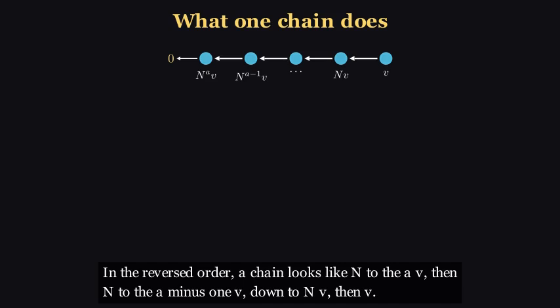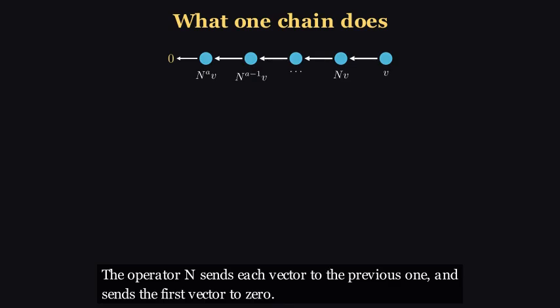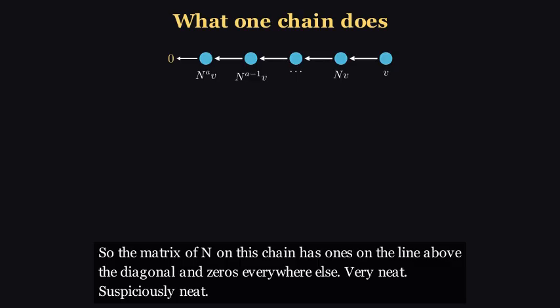In the reversed order, a chain looks like N to the a v, then N to the a minus 1 v, down to Nv, then v. The operator N sends each vector to the previous one, and sends the first vector to 0. So the matrix of N on this chain has ones on the line above the diagonal and zeros everywhere else. Very neat. Suspiciously neat.